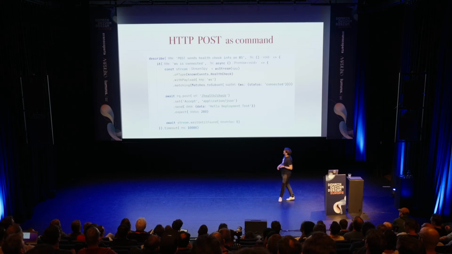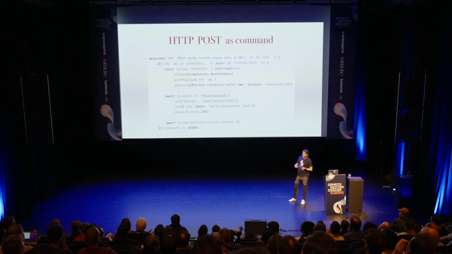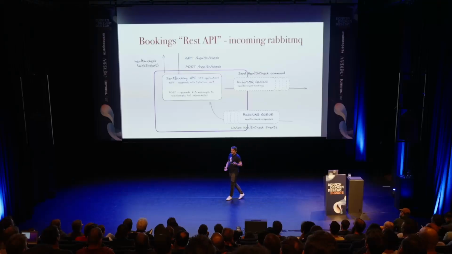What I'm doing here is, I heard quickly that previously there was something about a DSL. So what I have tried to do here is write the test cases to be as easily readable as possible. It's spying on the WebSocket stream, and then I'm just checking that I should get health check events with a payload that matches a subset of this. And then the next one is getting the RabbitMQ message, and that should send stuff into WebSockets.